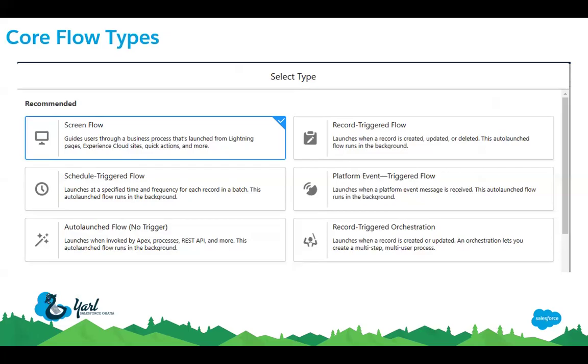So screen flow means you are building the UI using flow, and let's say you want to get data from the user, or you need to show something to the user. The same way you are using normal HTML, CSS, that is screen flow. Simple as that. Okay. Record triggered flow is, let's say you want to do something when something happens to something.